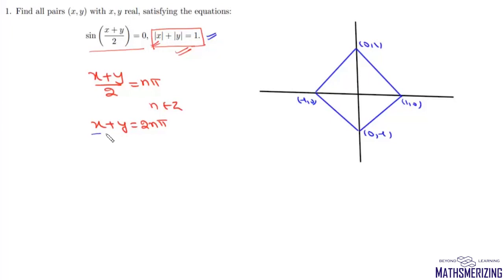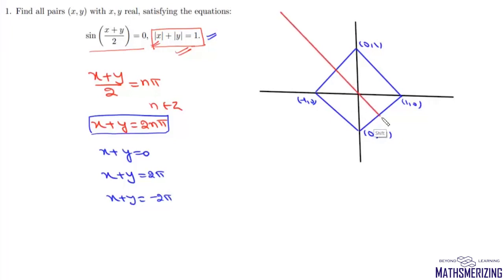Now we'll draw this set of lines, which is x + y = 2nπ. If we take n as 0, we get x + y = 0. If we take n as 1, we get x + y = 2π. And if we take it as -1, we get -2π. And then we'll keep getting these parallel lines, x + y = 2nπ. So this is x + y = 0, and then x + y = 2π, which intersects the x-axis and y-axis at 2π, and then at -2π also.